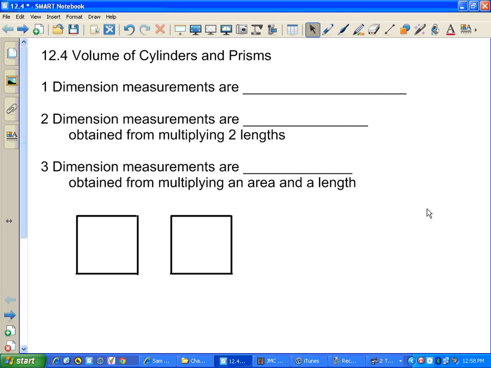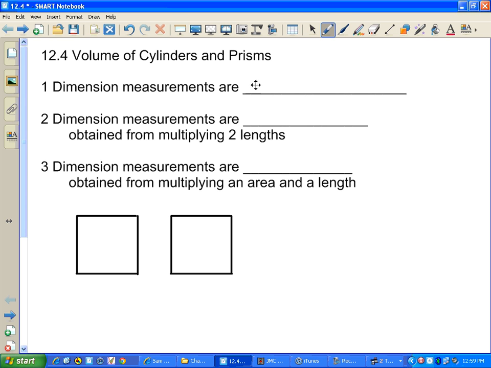All right, we're going to start looking at volume now. So we've looked at area and surface area, and now we're going to look at volume. We're going to start by really examining what volume means and what it is and where it comes from.